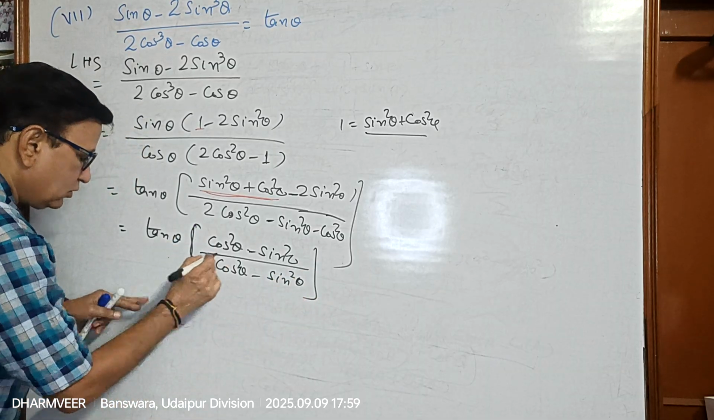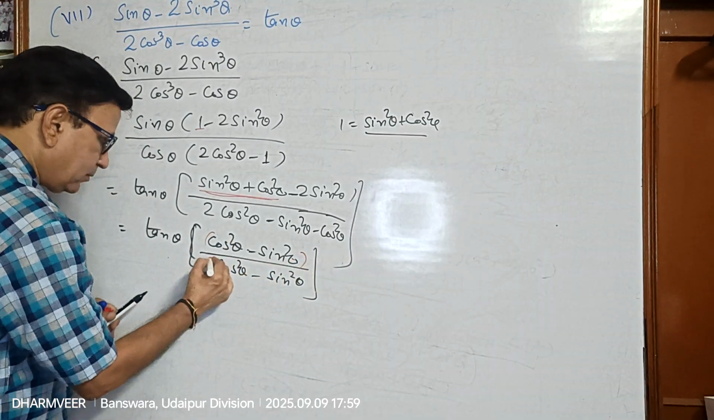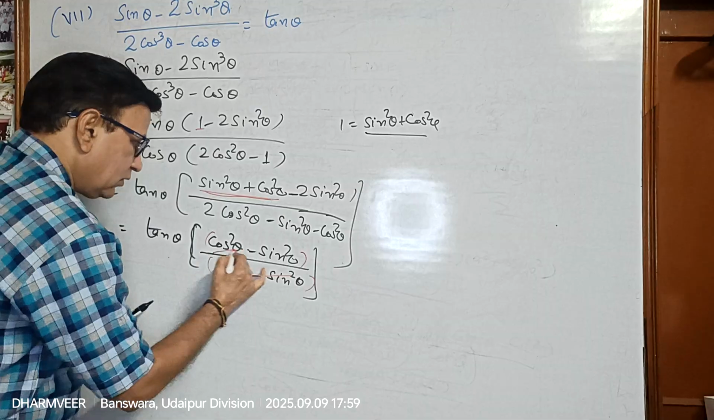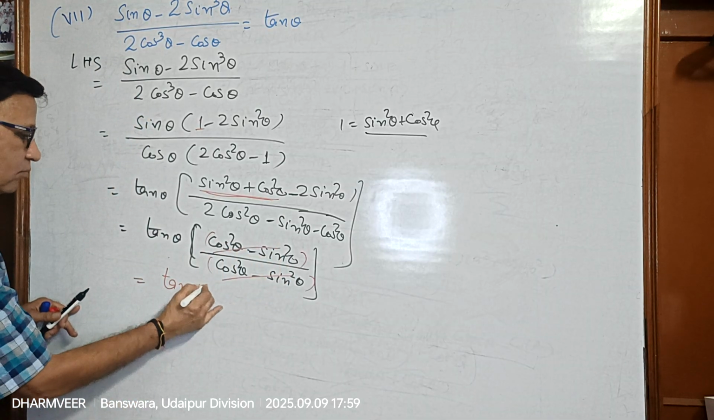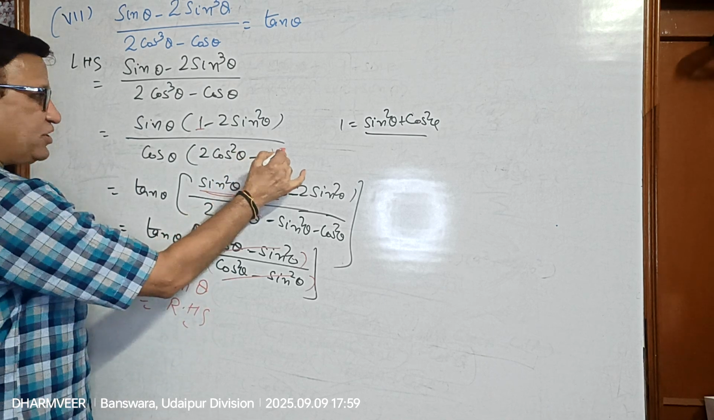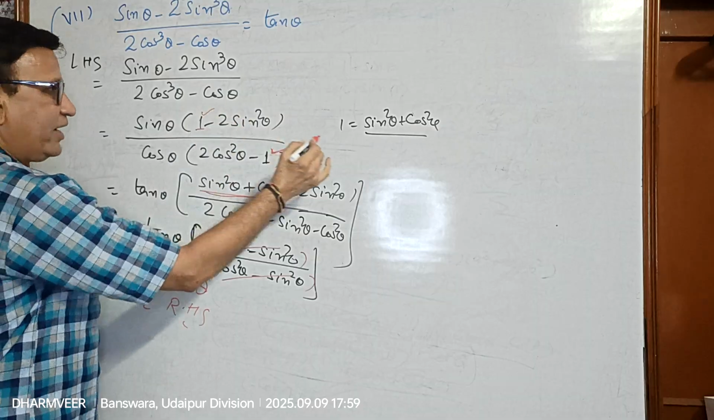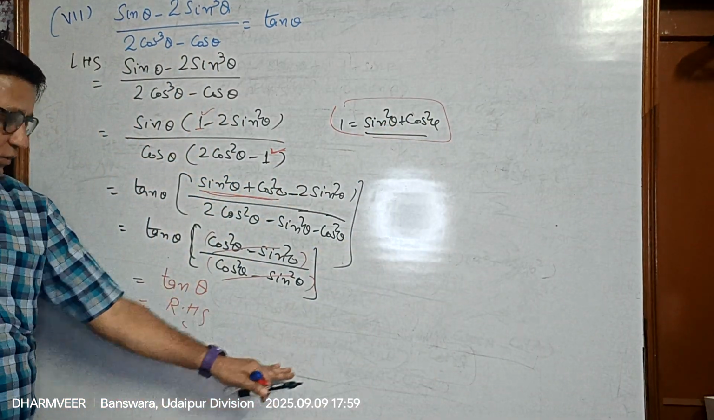Now you see both numerator and denominator are the same. So cut it, and finally what is remaining? That is your answer, tan theta, which means RHS. So at both places you just change this one as sin square theta plus cos square theta.